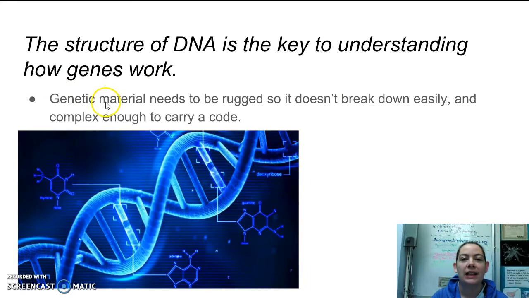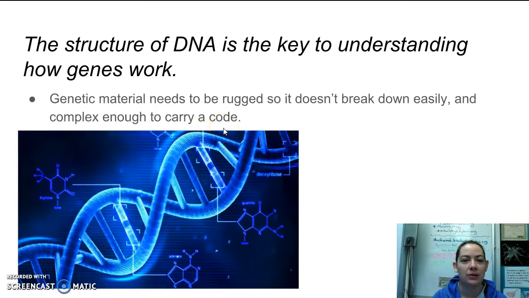And recall that DNA is our genetic material, and there's a few things genetic material needs to be able to do, right, to be able to pass on information about our genes. So one thing is that it needs to be kind of a tough material or rugged. It shouldn't be able to break down easily. And it also needs to be complex enough to carry a code.